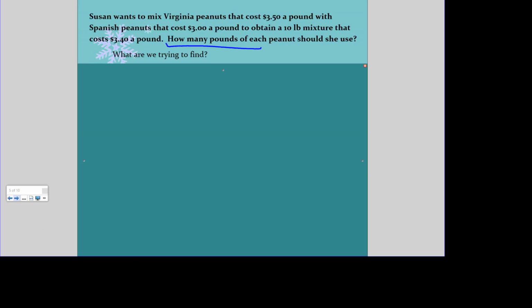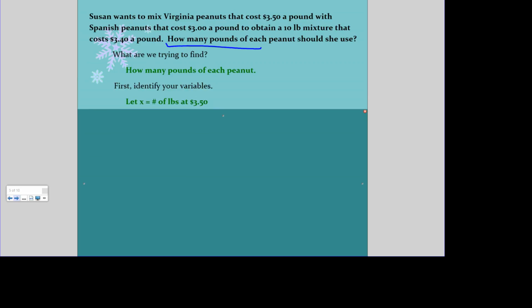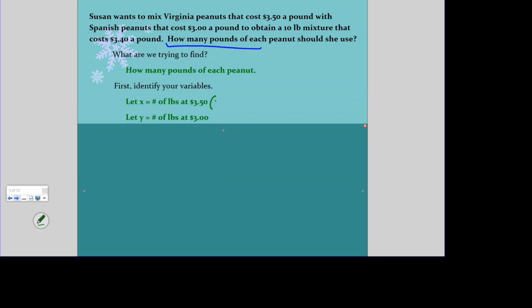Well, we've got Virginia peanuts and Spanish peanuts. So when we are setting up our variables, we should name one as the Virginia peanuts costing $3.50 per pound and the other as the Spanish peanuts costing $3 per pound. So I have named my x as the number of pounds of the Virginia peanuts at $3.50 per pound, and y is the Spanish peanuts. Okay, from here we need to set up our two equations.